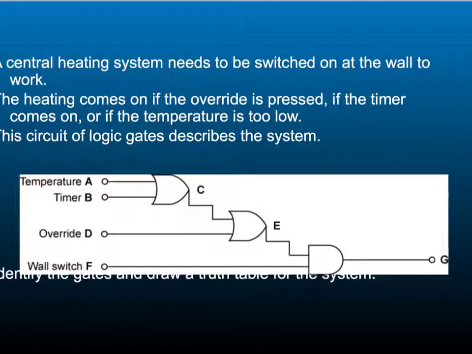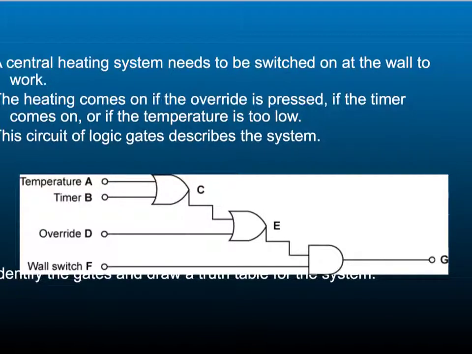Combinations of logic gates can be made much more complicated. This combination is for a central heating system and needs to be switched on at a wall switch to work. The heating comes on if the override is pressed, if the timer comes on, or if the temperature is too low. The circuit of logic gates describes the system.